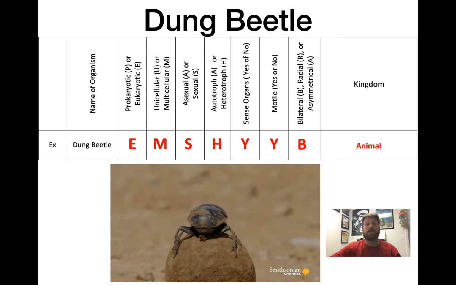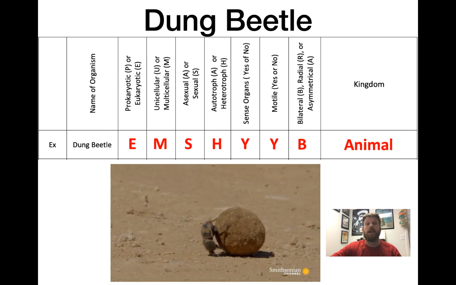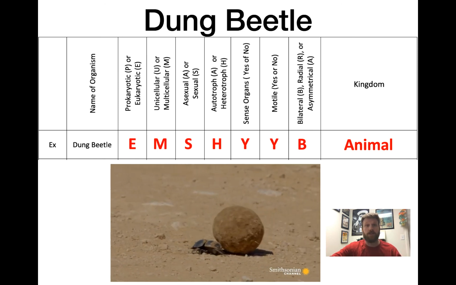So you're going to follow this same procedure for the rest of the organisms on the table. If you're unsure of something, you can always Google search it.